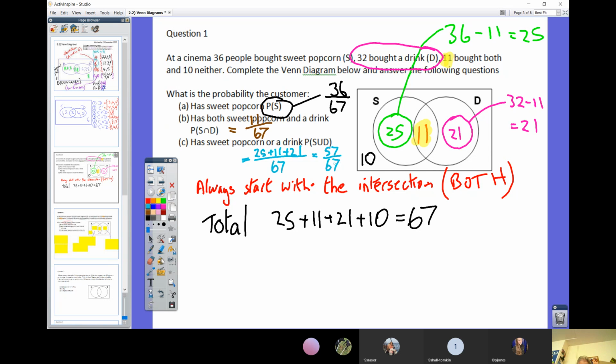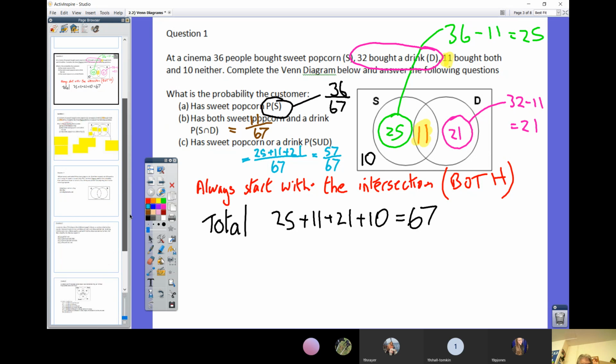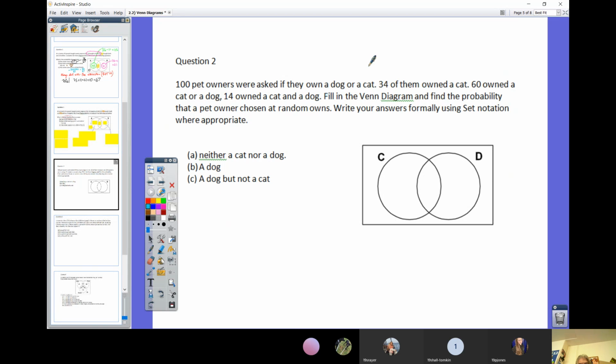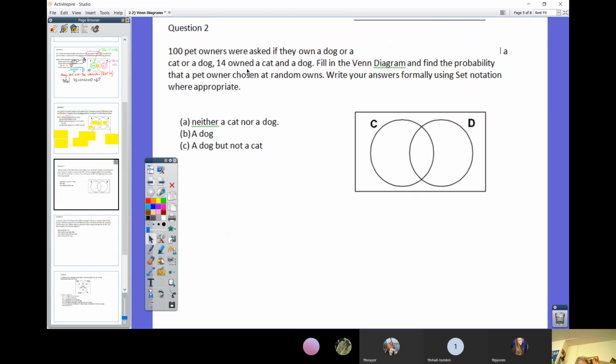So I think I can let you loose now on question 2. I don't think question 2 has anything new from memory. So there's question 2. Right. So just remember the key bit. You've got to fill in the both first. So good luck with question 2.